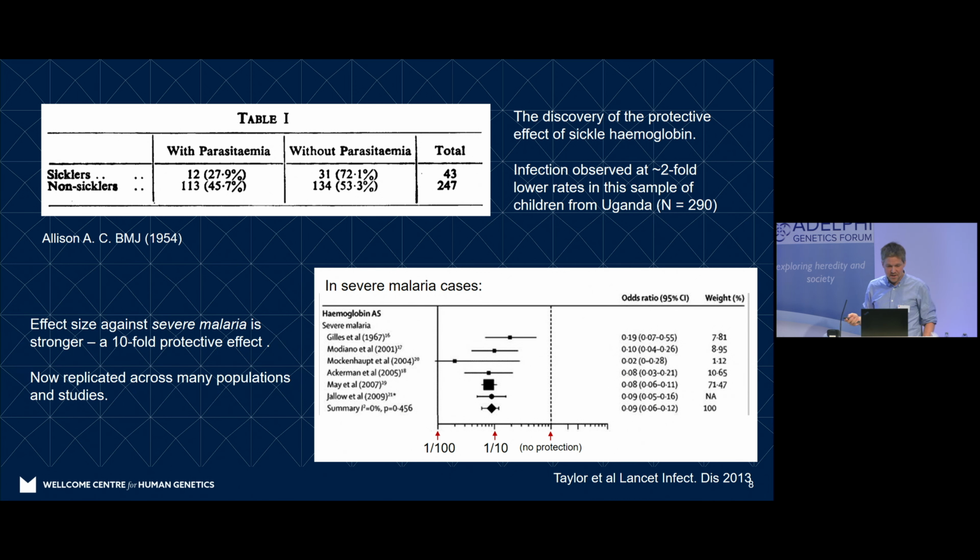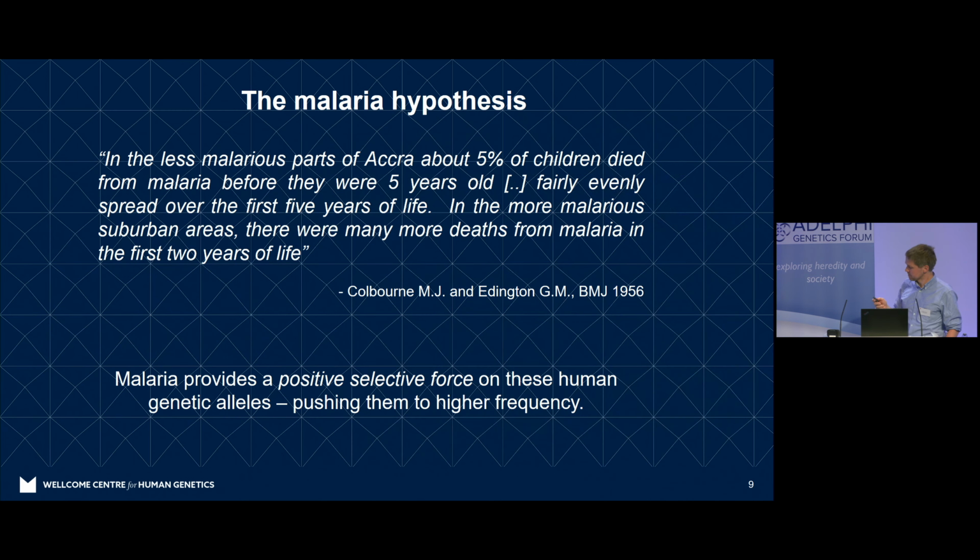So 10-fold protection is really important, right? I guess everyone knows malaria. I've just explained how important malaria is. Here's another example of that from a study in Ghana, where in the least malarious parts of Accra, they estimated that about 1 in 20 children would die of malaria in the first 5 years of life. So if you have a variant that gives you 10-fold protection, that's a 1 in 200 chance. That's really good news for you. All right, so this is the malaria hypothesis, malaria providing a positive selective force on the gene alleles.